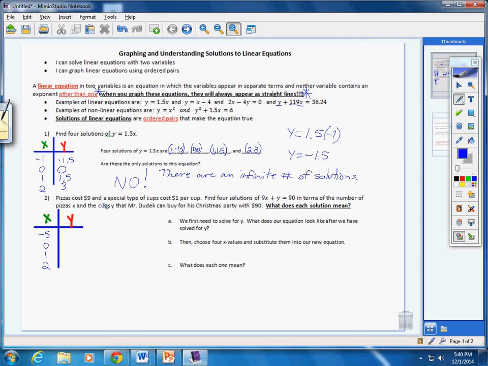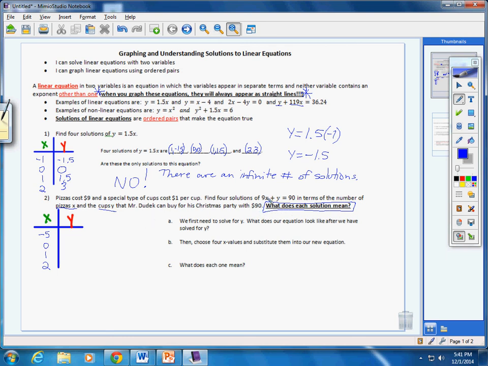Let's move on. Number 2 says, pizzas cost $9 and a special type of cups cost $1 per cup. Find 4 solutions of this equation in terms of the number of pizzas x and the cups y, 2 important pieces, that Mr. Dudek can buy for his Christmas party with $90. Then we have to answer the all-important question. What does each solution mean?